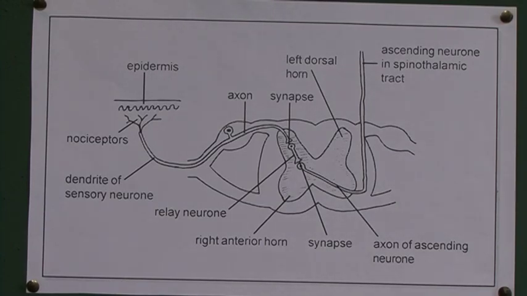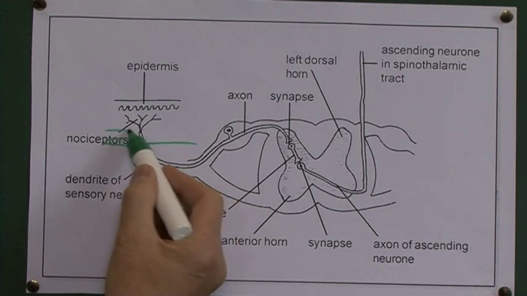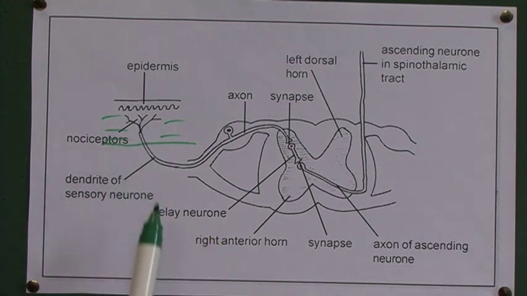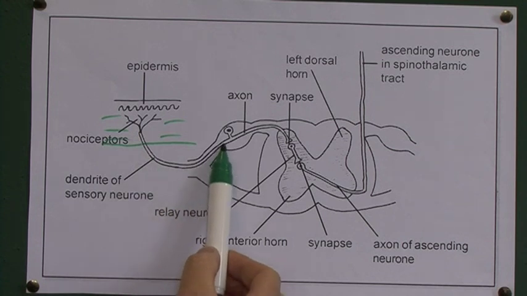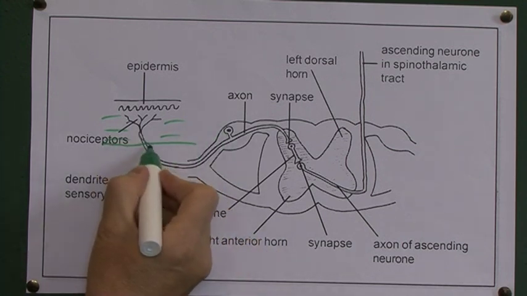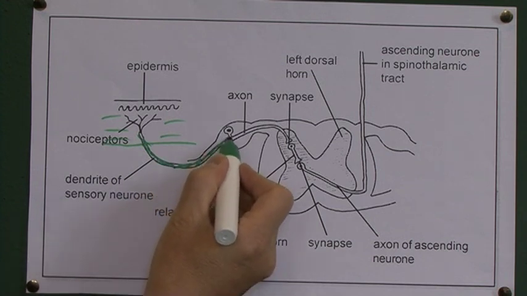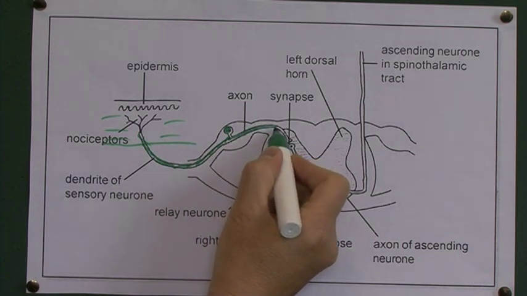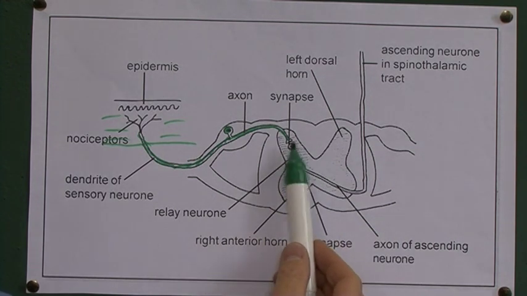Well, this diagram illustrates again the epidermis, and the dermis would be here. And we see there's nociceptors in the dermis, connected to the dendrite of the sensory neuron. Maybe just colour the sensory neuron in green here. Going to the cell body of the sensory neuron, along the axon of the sensory neuron, and into the spinal cord.